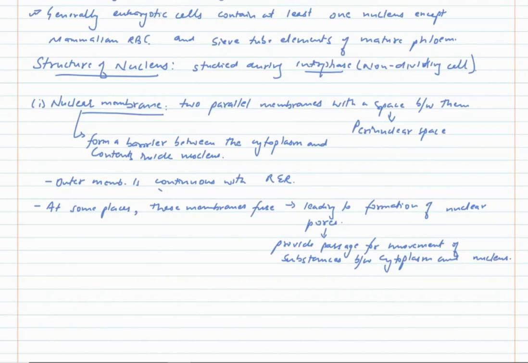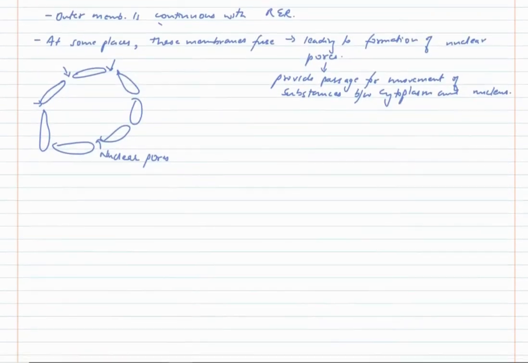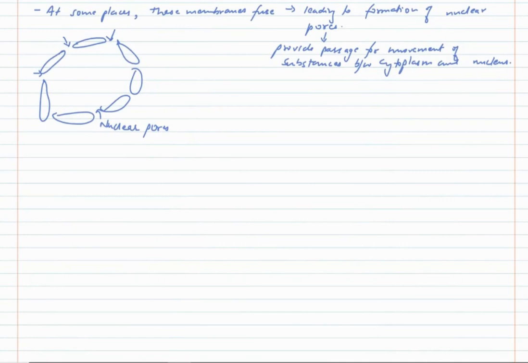So the nucleus or its membrane appears like this. These are the places where the outer and the inner membrane has fused to form the nuclear pores. Generally in animal cells, nuclei are located in the center, whereas in plant cells they are pushed to the periphery due to the presence of vacuoles. The nuclear pore is guarded by an octagonal discoid structure made up of nucleoplasmin protein.